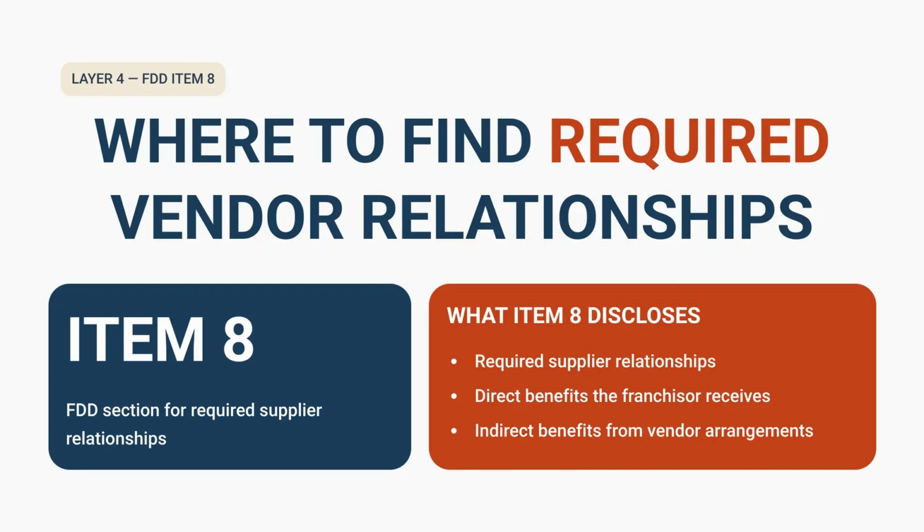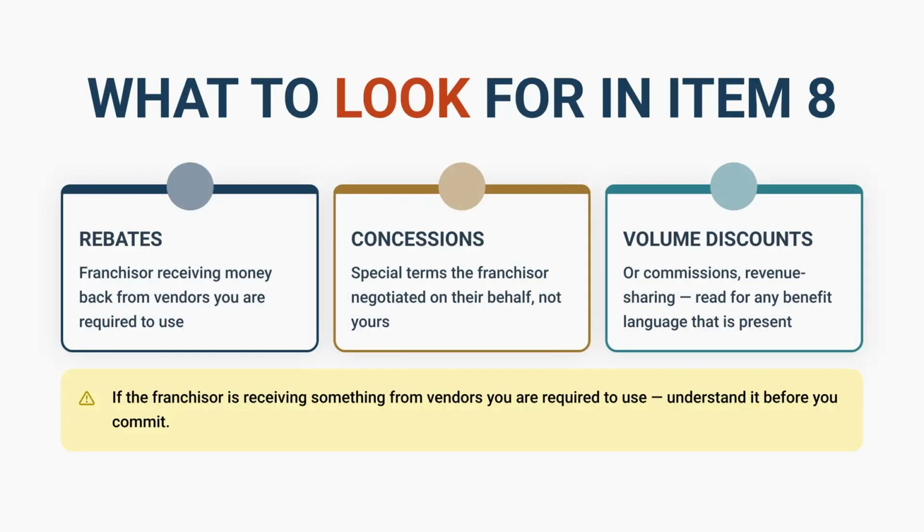That section discloses the required supplier relationships, and it should also disclose any direct or indirect benefits the franchisor receives from those relationships. When you read Item 8, look specifically for the words rebates, concessions, and volume discounts. That is how this type of arrangement tends to appear in many agreements, though the exact wording varies by system. Some use commissions or revenue sharing instead. The point is to read for whatever benefit language is present, because if the franchisor is receiving something from the vendors you are required to use, that is worth understanding before you commit.